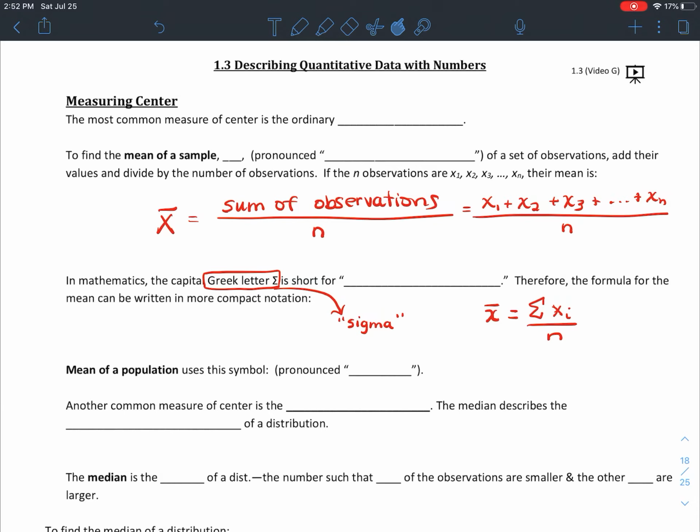Okay, we're going to start the last section in Chapter 1 today with this video G 1.3. We've been talking about different ways of displaying quantitative data using graphs, but now we're going to get into how to describe quantitative data, not graphically, but with different calculations you can run with the numbers. Now, the most common way to measure the center of a body of data is just the ordinary mean that you were probably taught in elementary school.